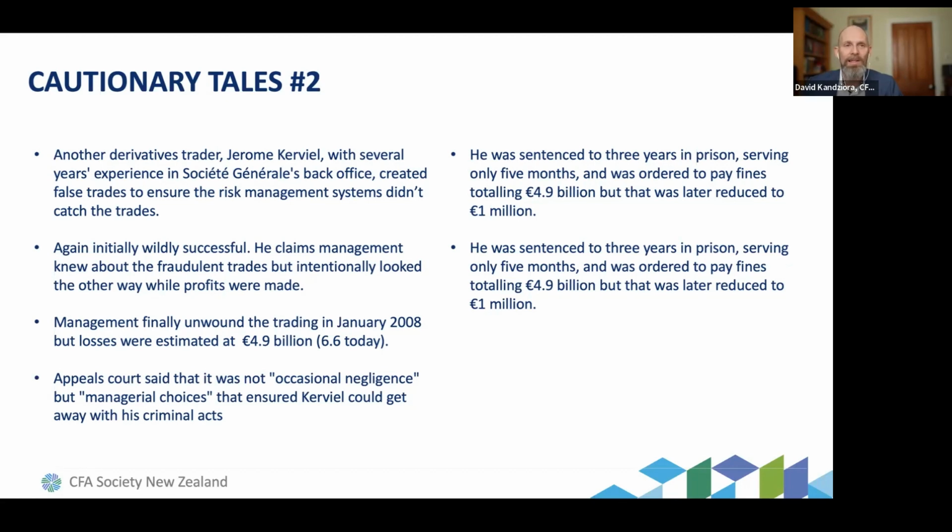Management acknowledged what you were doing, gave you bonuses, and everyone was happy. But again, once things didn't work out, that starts to change. So even once this got to court, there was actually notice that the occasional negligence was not actually at fault here. It was managerial choices that led to the loss of funds. But that obviously enabled Kerviel to get away with his criminal acts, and it was by the hands of management, but it didn't stop him getting sentenced to 3 years in prison.